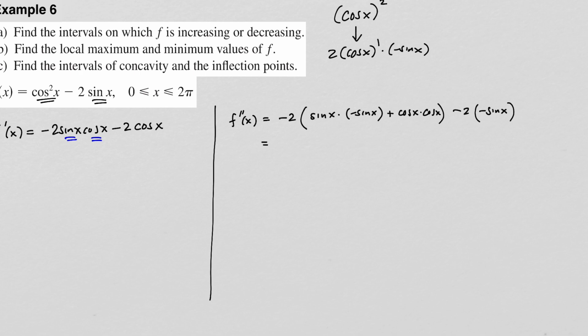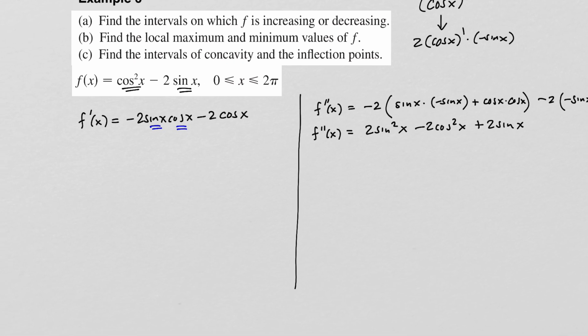But in the end, I have negative sine squared here multiplied by negative 2 will be positive 2 sine squared. And then cosine times cosine is cosine squared times negative 2 is negative 2 cosine squared. And then we have plus 2 sine of x. Okay, so here is our second derivative, and here is our first derivative.